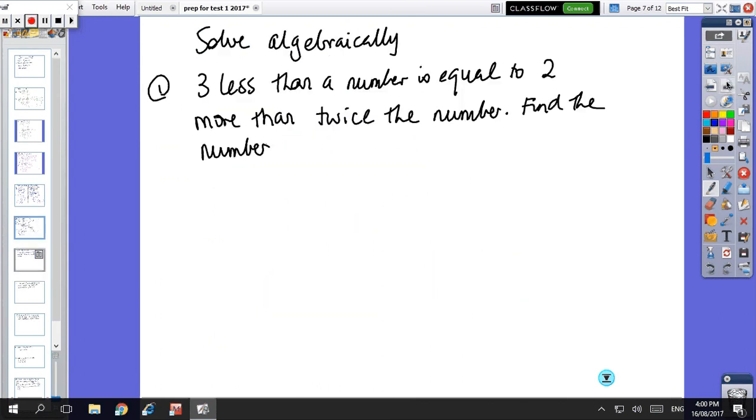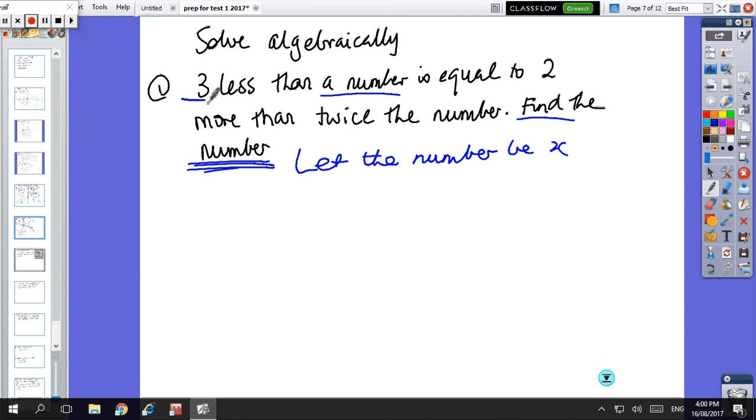Okay, so now we've got some word questions, and you can use any technique. Most often it's just one that's easier, but you can choose whatever you like. Okay, we're back. We're looking for the number. Find the number. So let the number be x, or whatever letter you like.